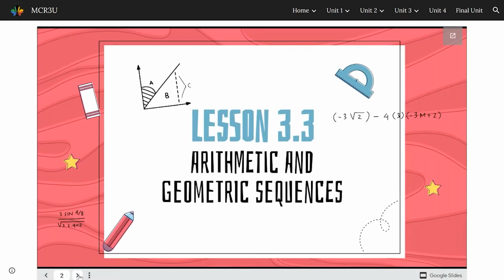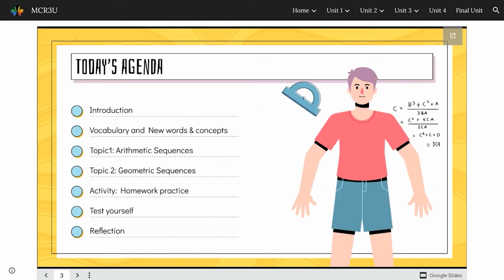Lesson 3.3 talks about arithmetic and geometric sequences. I think it's a little bit difficult, but that's good information about arithmetic and geometric sequences. Here we say: introduction, vocabulary and new words, topic 1 arithmetic sequence, and topic 2 geometric sequence. Then the important activity, homework, practice and test yourself. This unit has a test yourself because it helps you understand better.